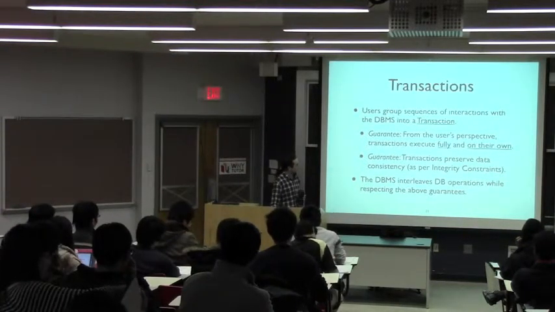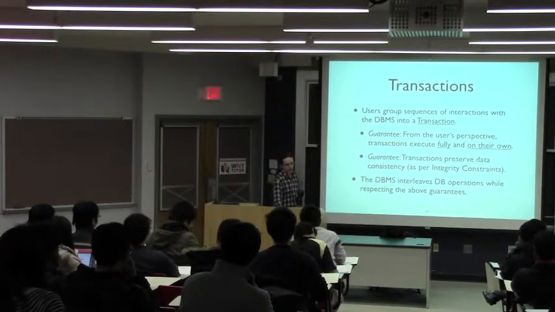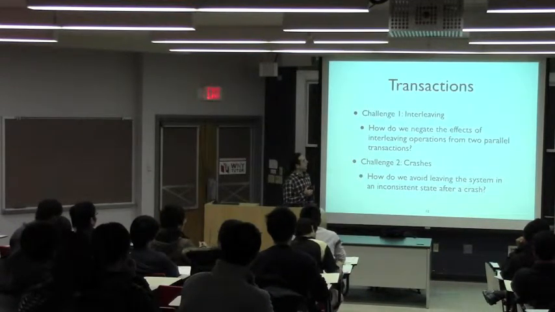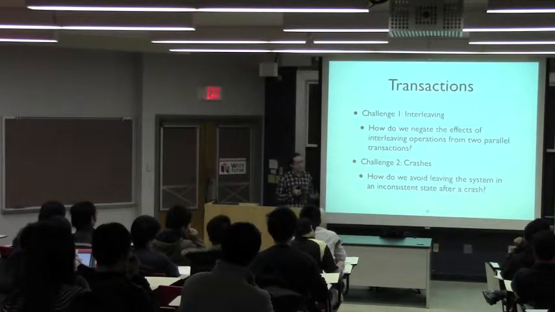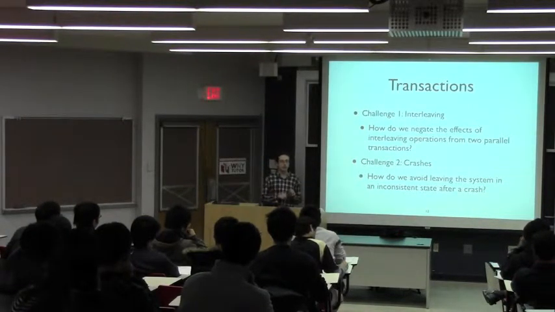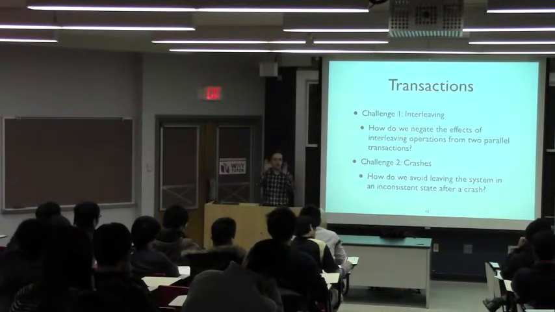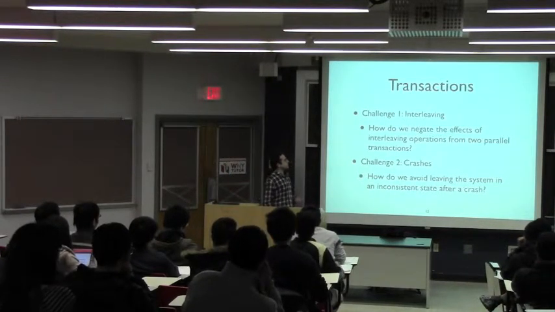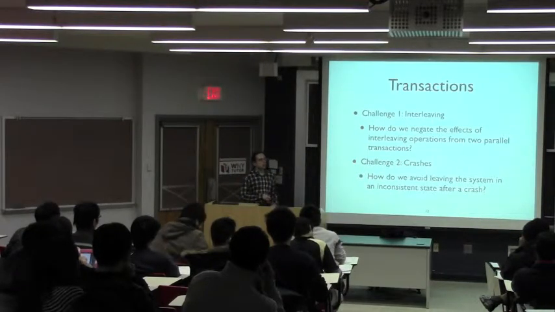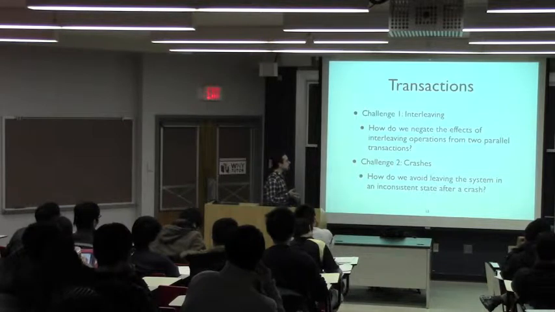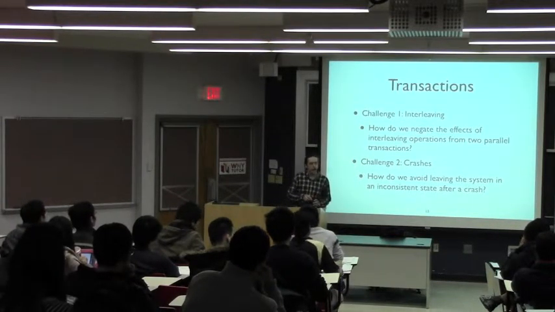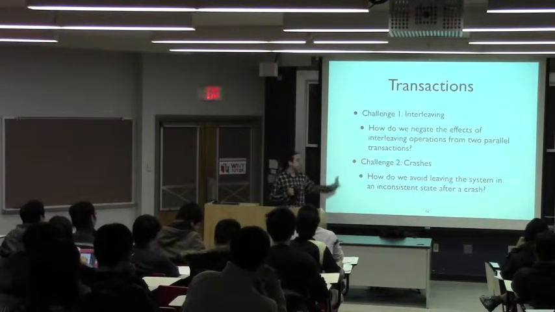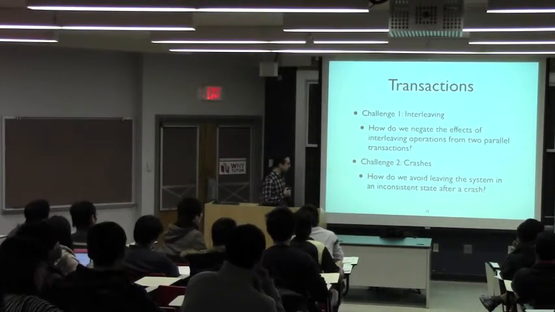Now, there are two challenges that come up when you're trying to do this. The first, as we said, ideally, we'd like transactions to be executed one at a time. Execute one transaction in its entirety, then execute the next, then the next, and the next. That's the illusion we'd like to provide the user with. On the other hand, that's obviously not going to be super efficient. So we want to be able to have two transactions executing at the same time. So how do we do that without having one of those transactions interact negatively with the other? And what does it mean for two transactions to interact negatively?